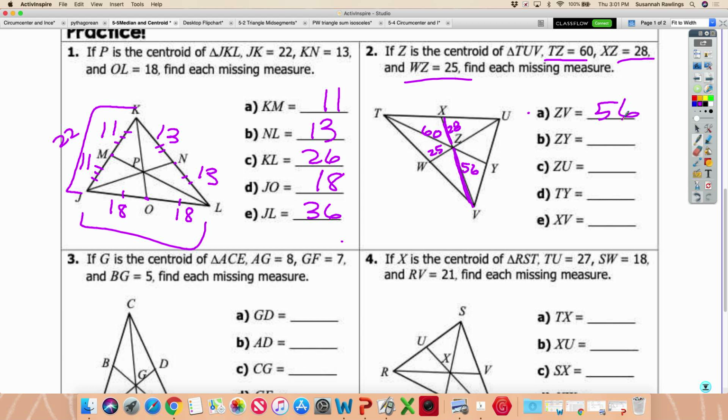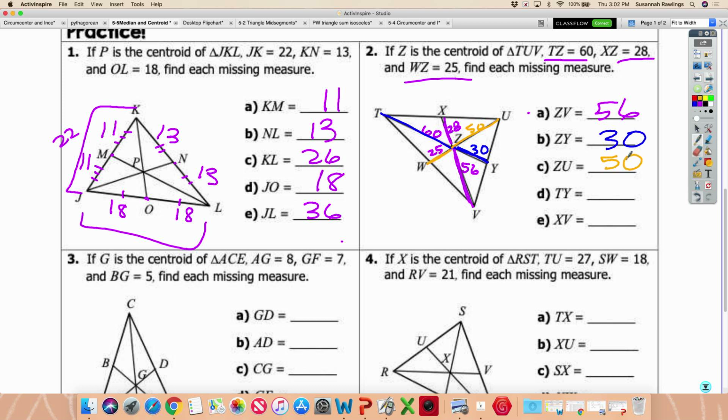Let's look at ZY. Is that the smaller piece or the bigger piece? Smaller. That's the smaller piece. My bigger piece is what? 60. So we're going to take half of that. 30. Good. Okay, ZU. Z to U. Is that my bigger piece or smaller piece? Bigger. So if my little one is 25, we're going to do what to it? We're going to double it to get 50.